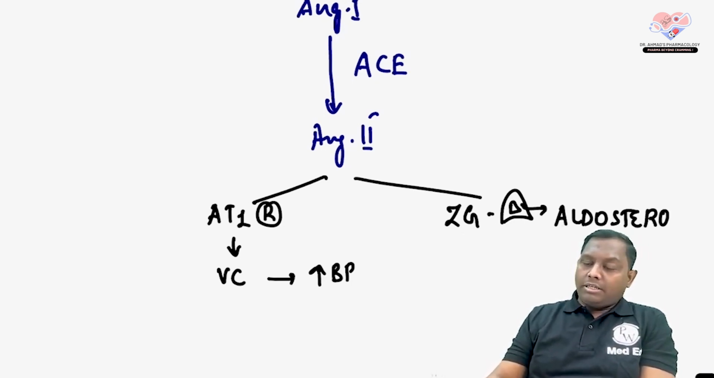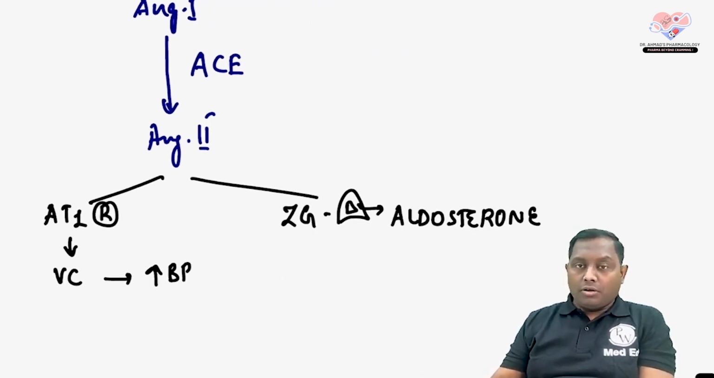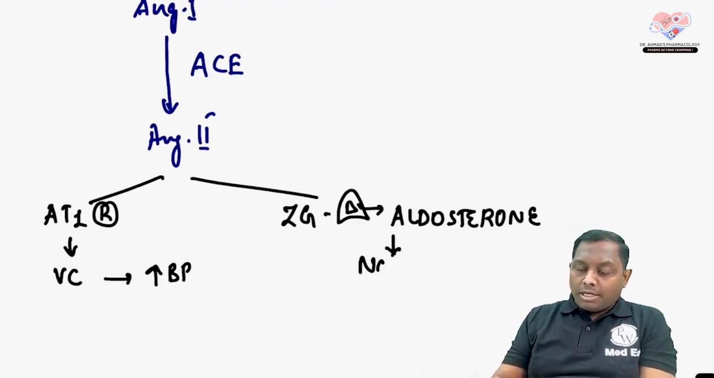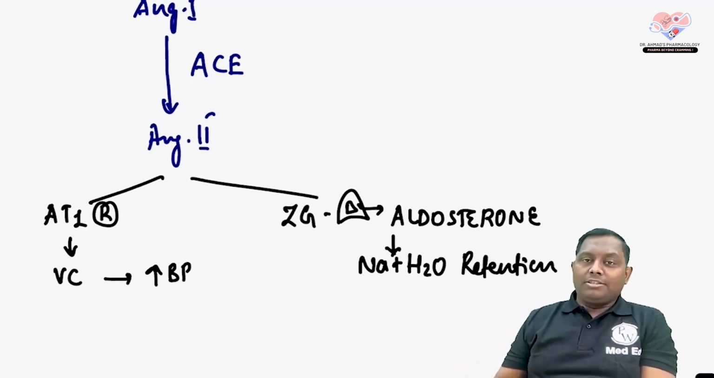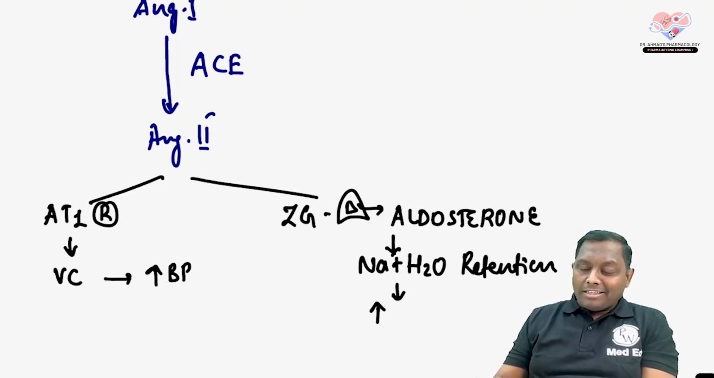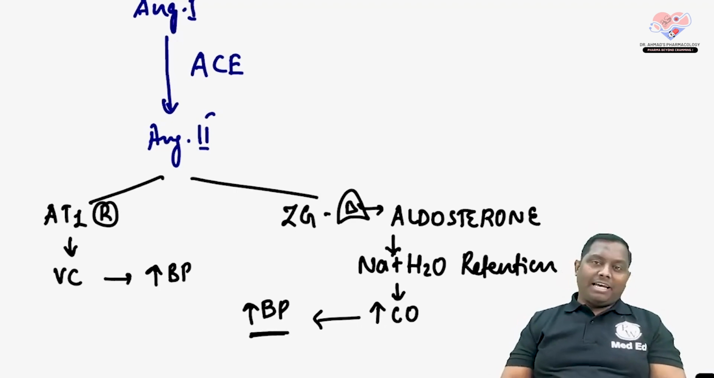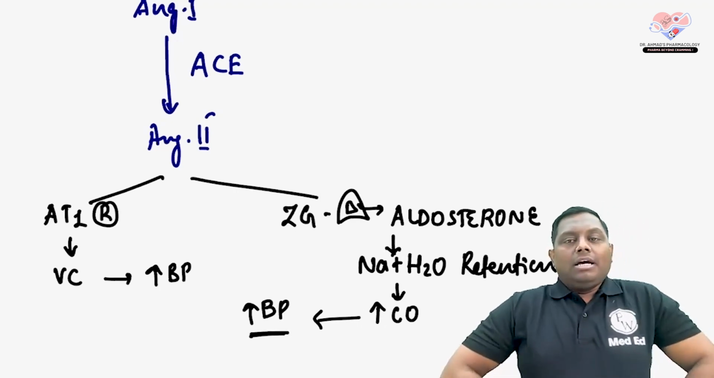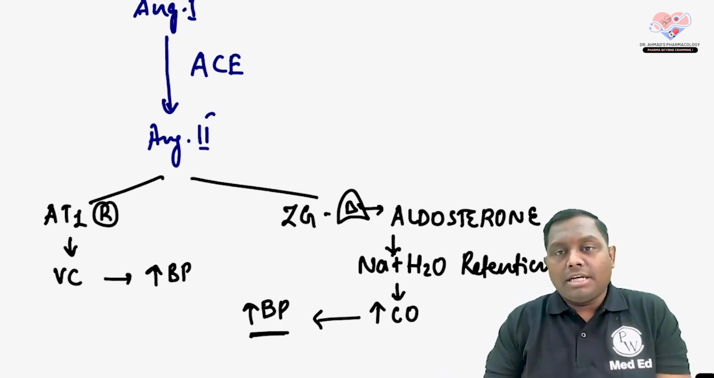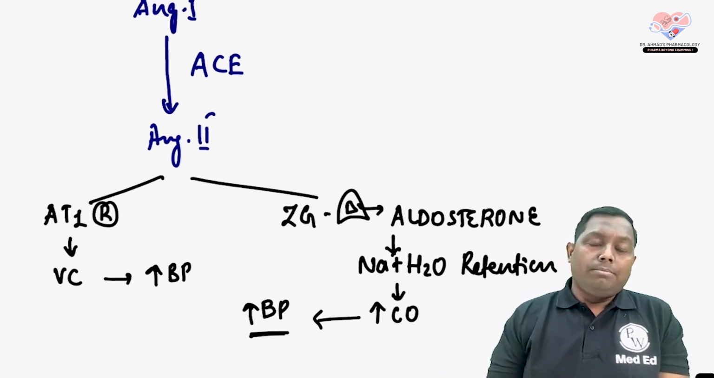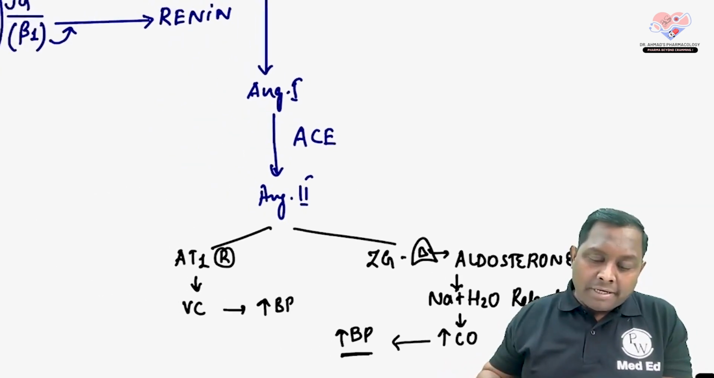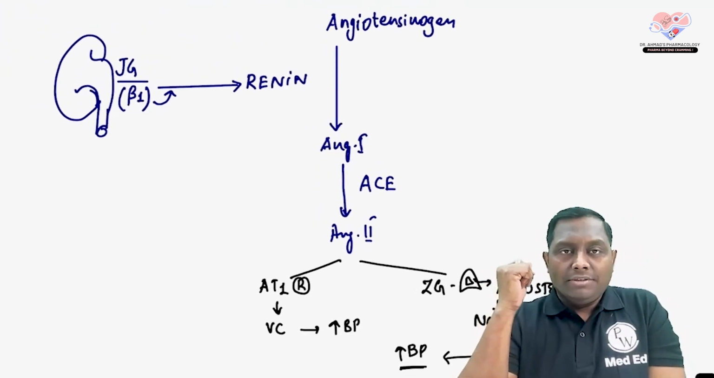And you already know, guys, that whenever aldosterone is released, it causes sodium and water retention. The rest is very easy: sodium and water retention causes an increase in blood volume, an increase in cardiac output, and ultimately adds on to the increase in blood pressure. So this also increases the BP. So what is the main purpose, the main action of the RAS system? The main action of the RAS system is that it causes an increase in blood pressure. Whenever the RAS system gets activated, it increases the BP.